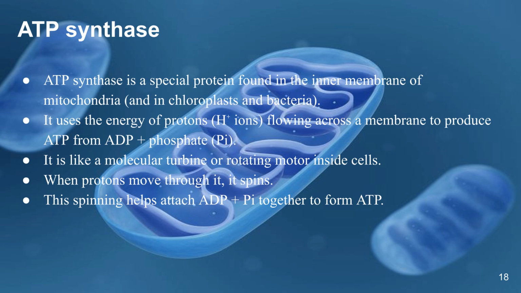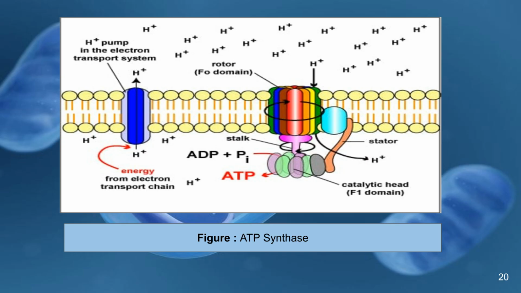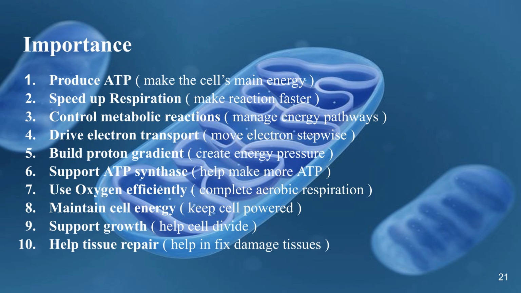ATP synthase is a protein in the mitochondrial inner membrane that functions like a molecular motor. It harnesses the energy of protons flowing down their electrochemical gradient to synthesize ATP from ADP and phosphate. The process involves building a proton gradient, followed by proton entry into the F0 subunit, causing the C ring and gamma stalk to rotate. This rotation drives conformational changes in the beta subunits, leading to ATP formation and release. This figure shows the structure and function of ATP synthase.